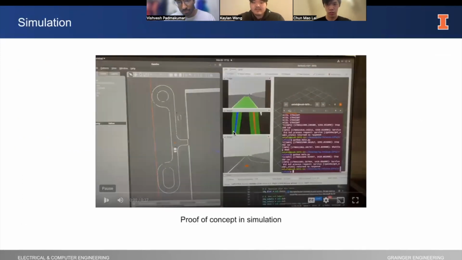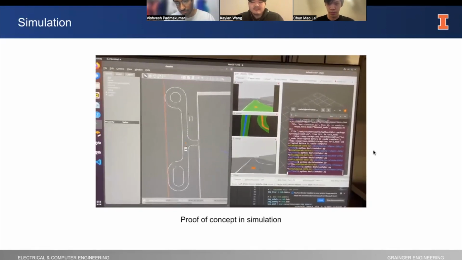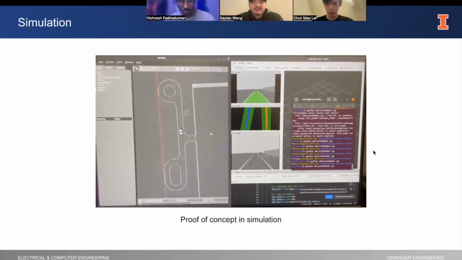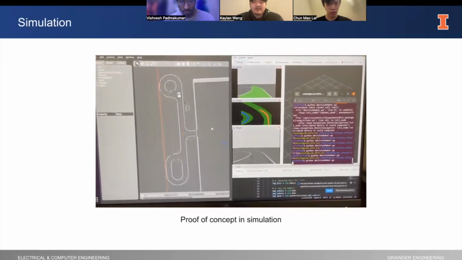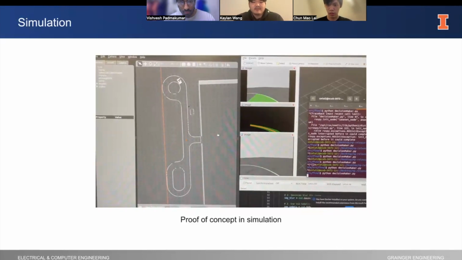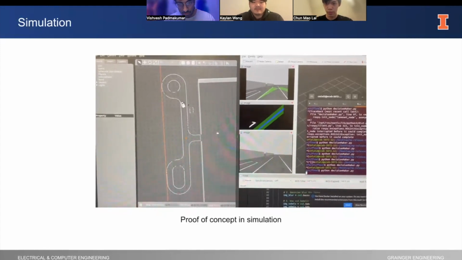So here is a quick video of our simulation. This is at 4 times speed. We can see that the car successfully navigates the route and makes a decision here at the crossroad.